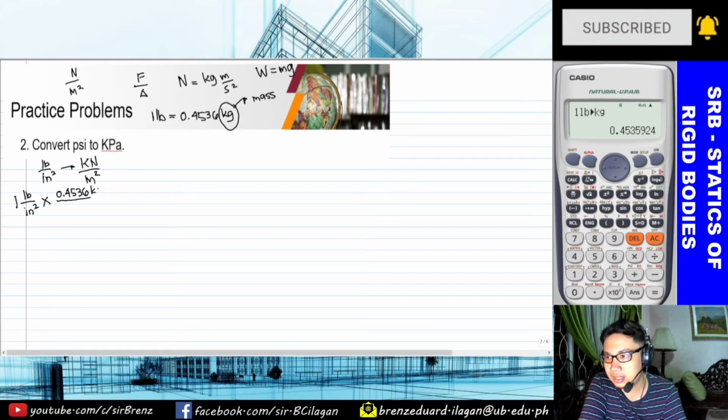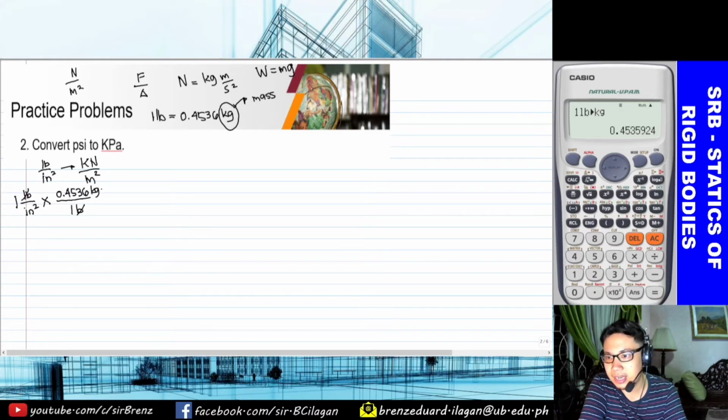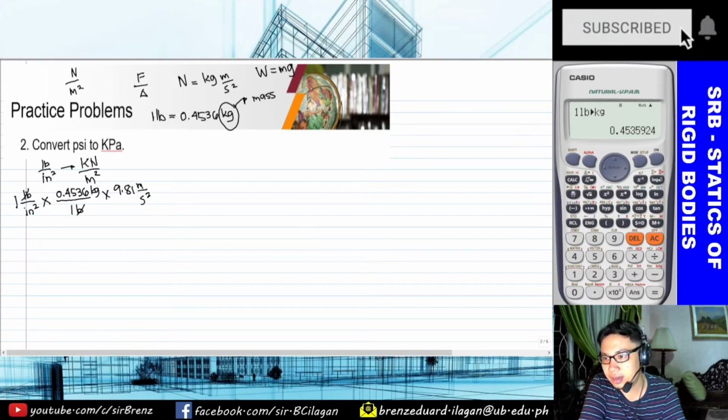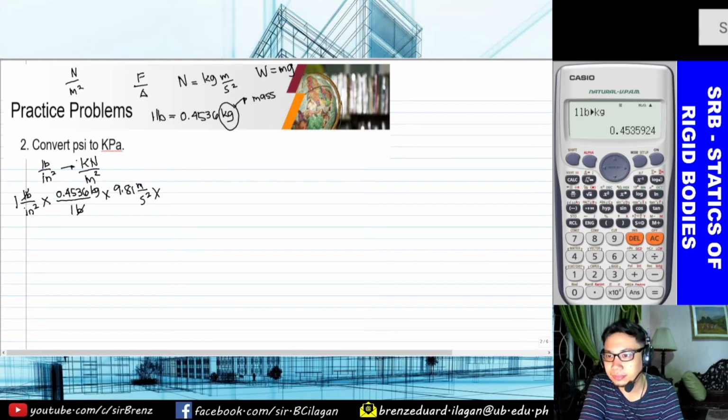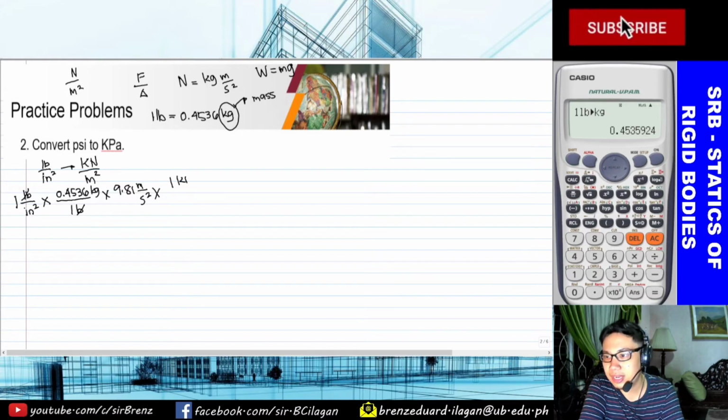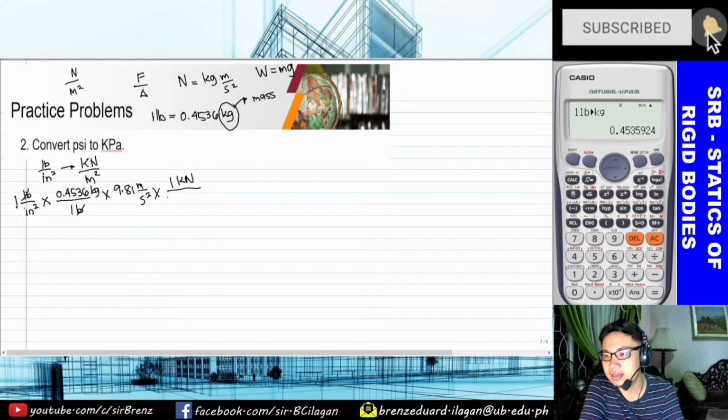0.4536 kilogram in 1 pound. So, cancel mo lang yan. Ayan, naka-kilogram ka na. Again, just multiply this by 9.81 meter per second squared para maging newton. So, since newton na to, ang kailangan nga natin is in kilonewton. Ayan, ito, naka-kilonewton. So, newton yan. So, 1 kilonewton, para ma-cancel yung newton na nasa ibabaw, i-divide mo lang siya ng 1,000.